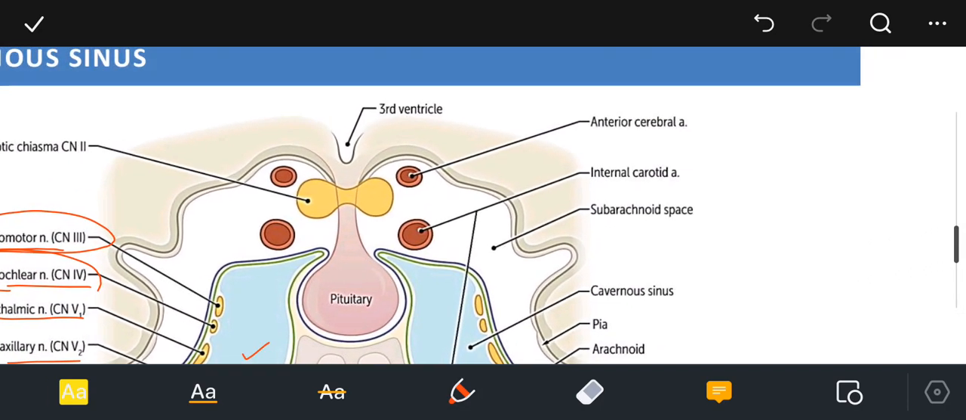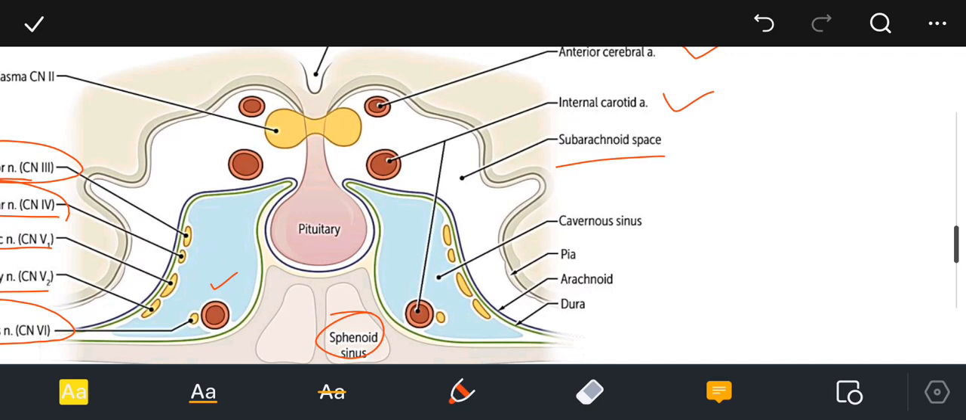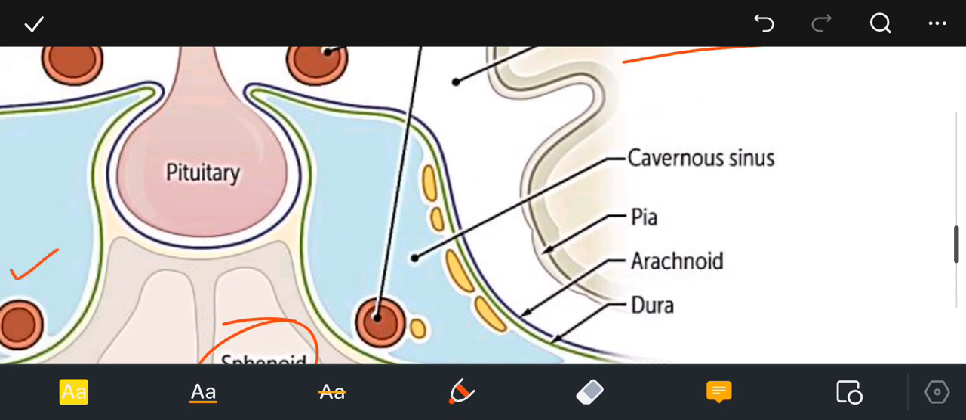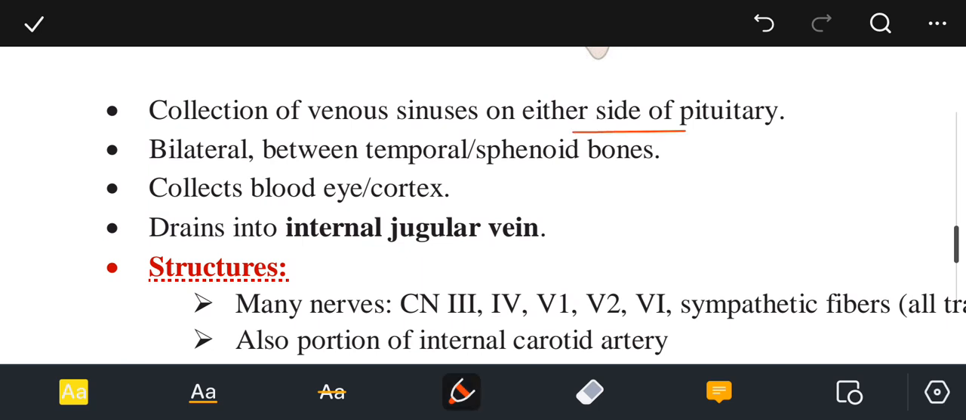After that, you can see that there is the anterior cerebral artery, internal carotid artery, sphenoid sinus, subarachnoid spaces over there, and a lot of things like pia mater, arachnoid mater, dura mater. But the important thing is that you can see that the cavernous sinus is present in the dural sleeve, which means it is a dural venous sinus. Now let's move forward. The collection of venous sinuses on either side of the pituitary is called the cavernous sinus. Bilateral between the temporal and sphenoid bones, they collect the blood from the eye and cortex. They drain into the internal jugular veins.